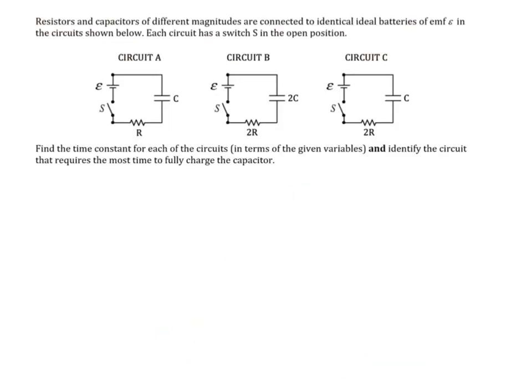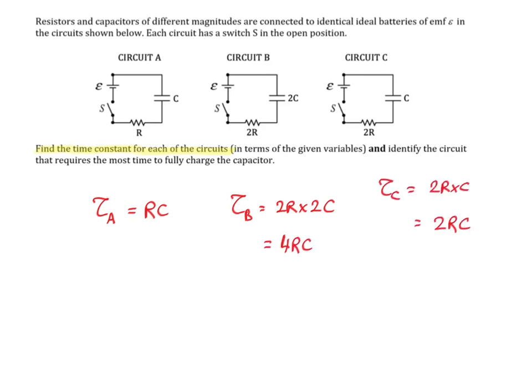Another problem, we have been given 3 circuits. The question is asking you to find the time constant for each circuit. So for the first one, it will be RC. Second one, it will be 2R times 2C, which is 4RC. For the third one, it is 2R times C, which is 2RC. So we got the time constant for each circuit.